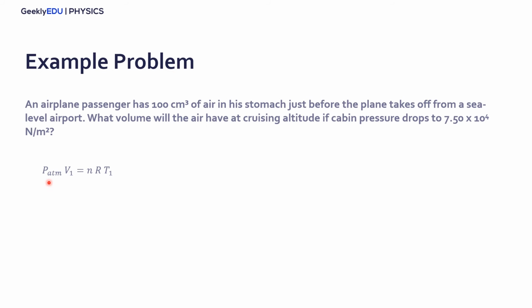We have P1, that's the atmospheric pressure at sea level, right, times V1 in his stomach equals nRT1. And after pressure drops, we have P2, V2 equals nRT2. For this process, let's consider a constant temperature, okay? We're just changing the pressure and the volume here. So we have P1, V1 equals nRT, P2, V2 equals nRT. So it means this thing equals this thing. P1, V1 equals P2, V2.